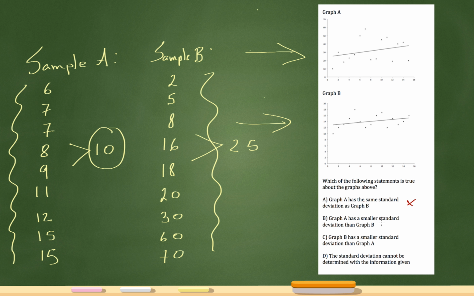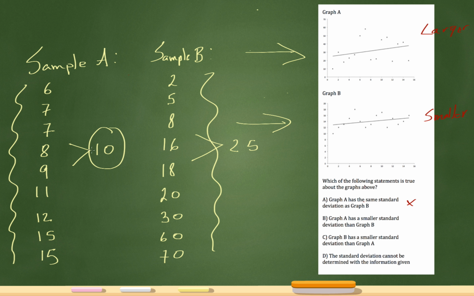Let's check out B. Graph A has a smaller standard deviation than graph B. Now, if you look at graph A and graph B, in graph A these points are a lot more spread out compared to graph B. In graph B, everything for the most part seems very lumped together. But in graph A, the numbers are a lot further away from that line of best fit. So that tells me that the standard deviation here has to be larger, and over here, it's going to be smaller. And the reason, one more time, is because everything is lumped very close to each other, while over here everything is spread out.